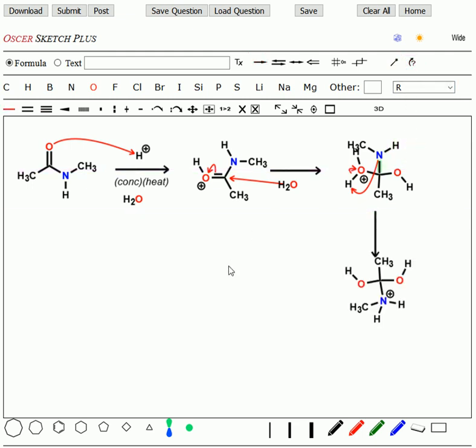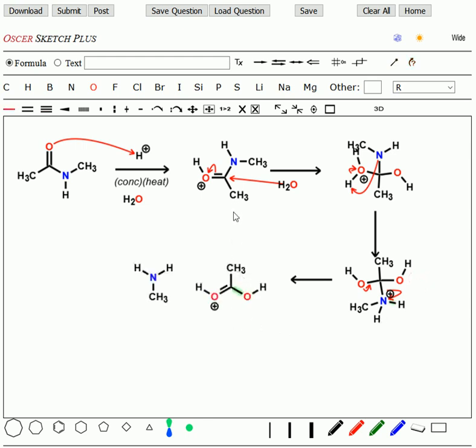At this point, it's time to kick out the amine, and we have two OH groups. We can use either one of them. It doesn't matter. Let's use this one. Oops, sorry. But there, and which will kick out the amine. This will give us our protonated product.